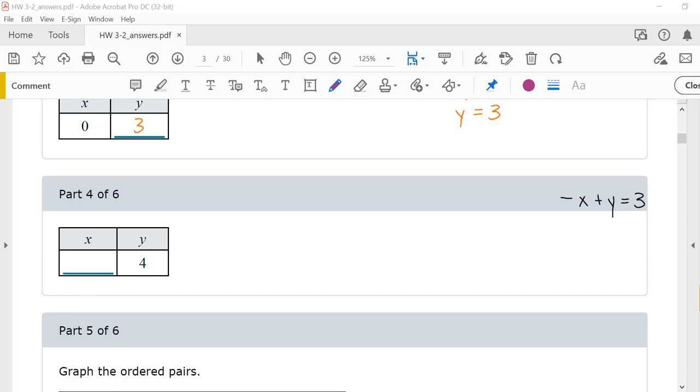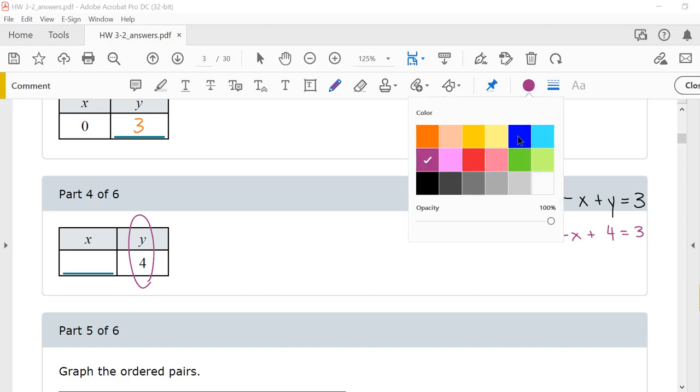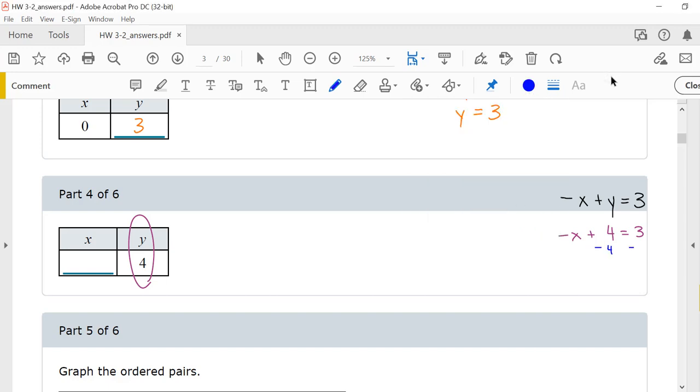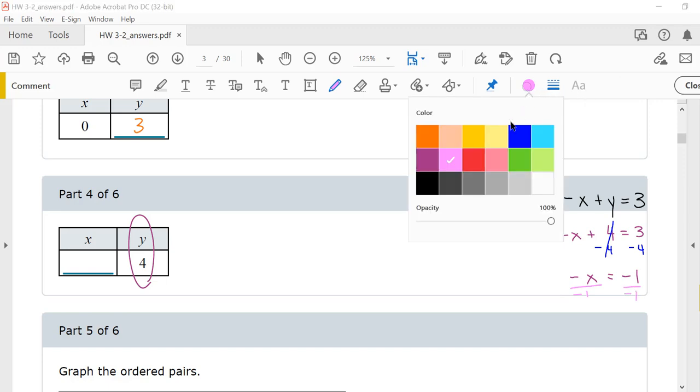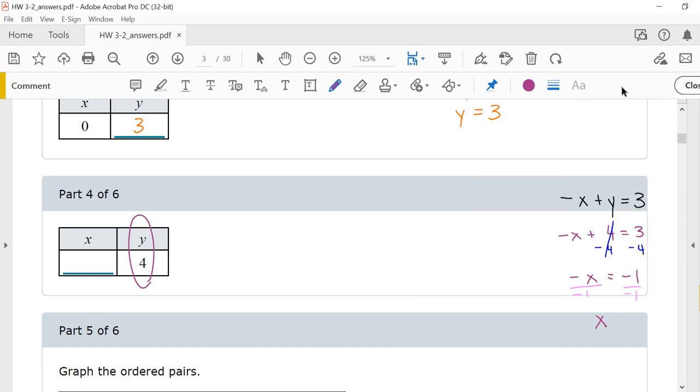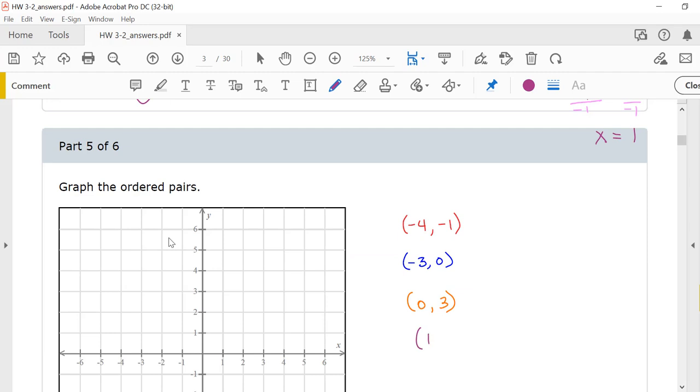Our last point, y is 4. So I'm going to go plug 4 in for y. I get negative x plus 4 equals 3. To get the x by itself, I need to subtract 4 from both sides. So negative x equals 3 minus 4, which is negative 1. Now if I divide both sides by negative 1, I get positive x equals 1. So I get the point 1 comma 4. Okay, now I need to go plot all 4 of those points.